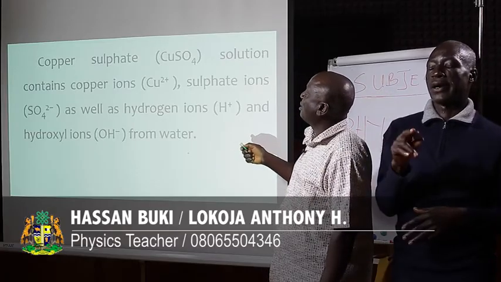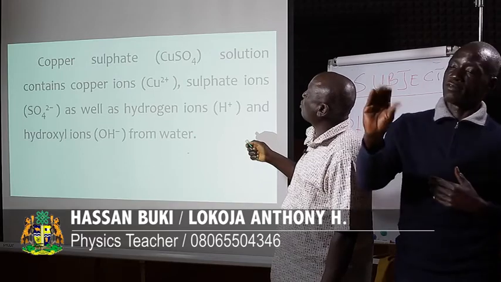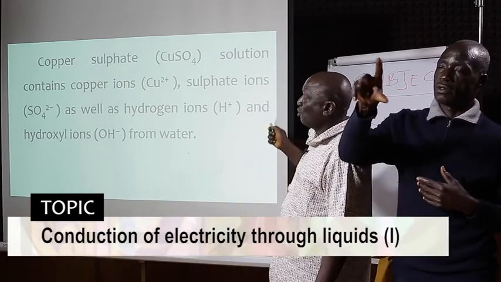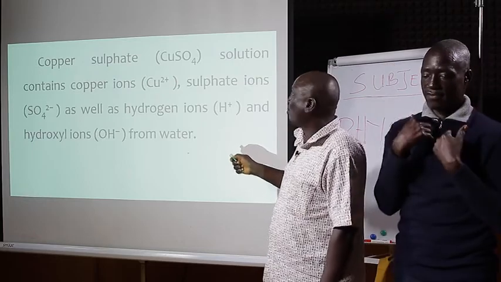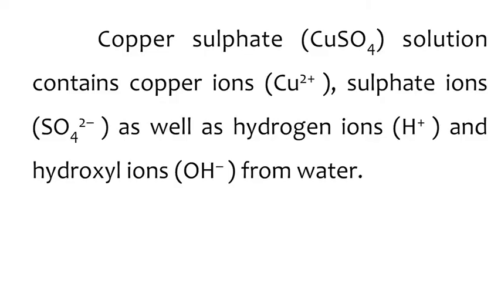Copper sulfate, CuSO4 solution contains copper ions, Cu2+, sulfate ions, SO4 2-, as well as hydrogen ions, H+, and hydroxyl ions, OH-, from the water. So the copper sulfate solution contains all these ions.